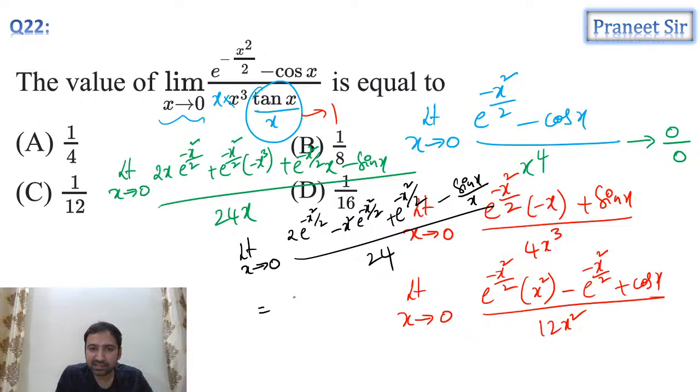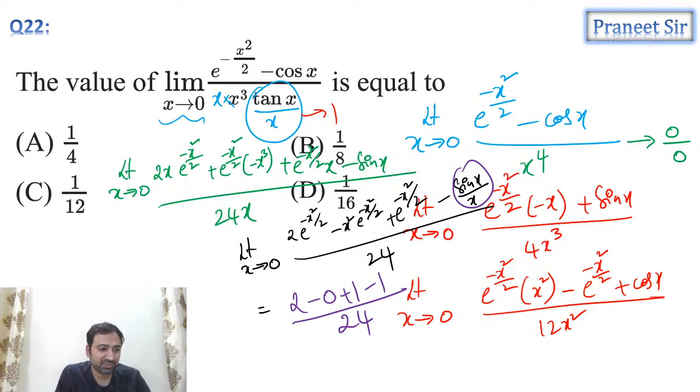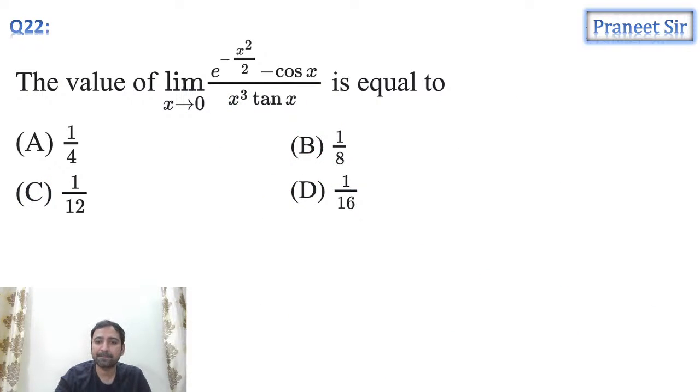Am I getting 2 minus 0 plus 1 minus 1 by 24? That's what we're getting. Why? Because sin x by x is tending to 1, guys. So tell me what we get. 1 and minus 1 get cancelled, and finally are we getting 1 by 12? Yes, 1 by 12 is the answer. Third option is correct. Anish, you are right. Third option correct. Chalo, let's do the next question, guys.